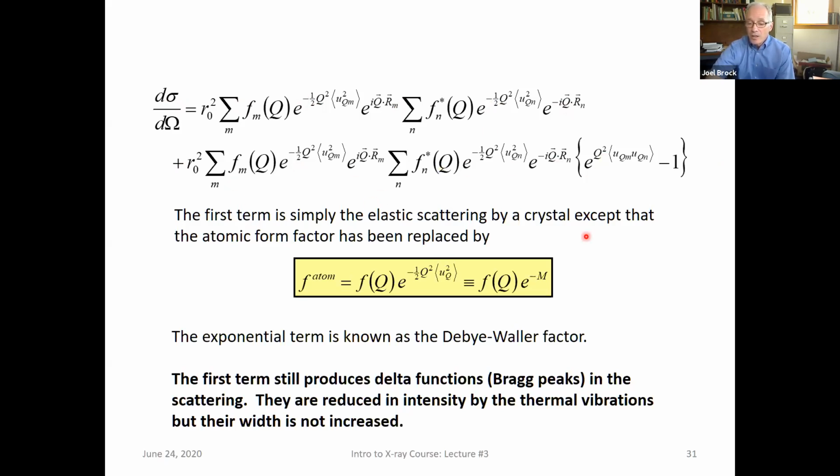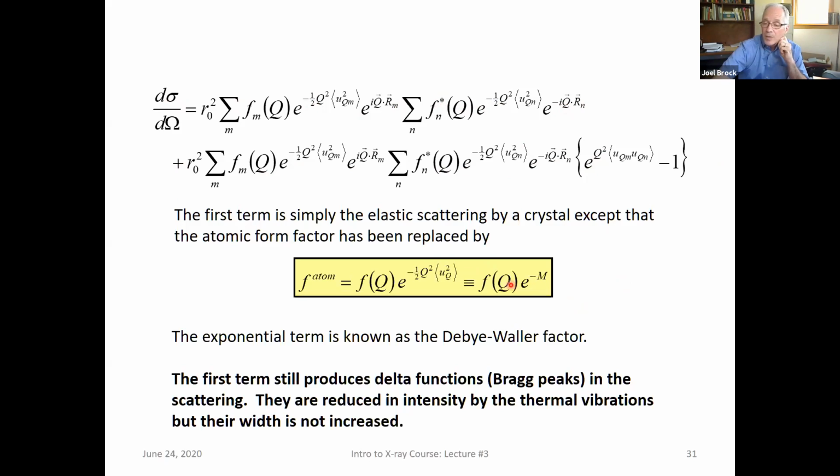This other term down here is where the scattering went. All the scattering that went out of here had to go someplace. And this goes out into, well, the first point is these delta functions are not broadening. So all of my Bragg peaks are still Bragg peaks, they're still delta functions, they just had their intensity reduced.